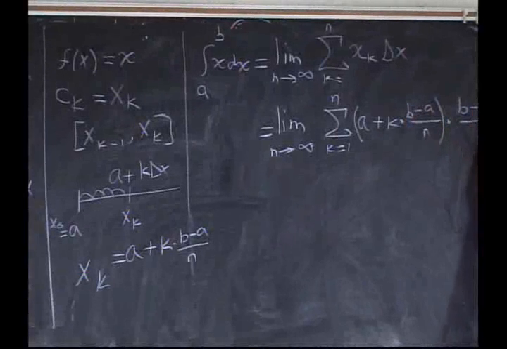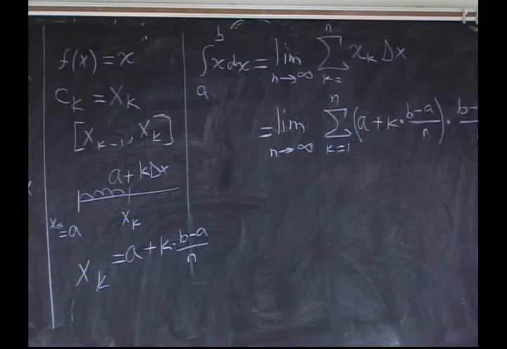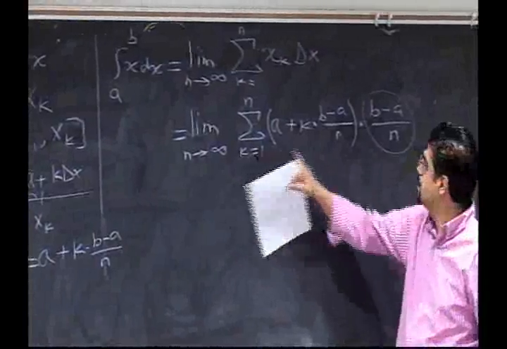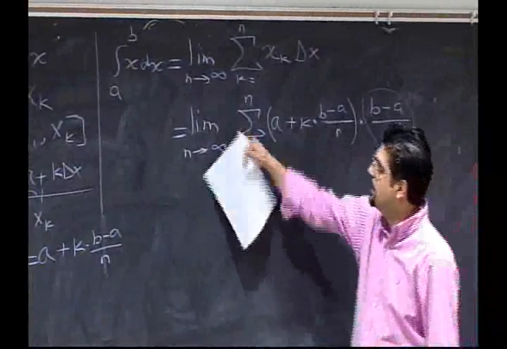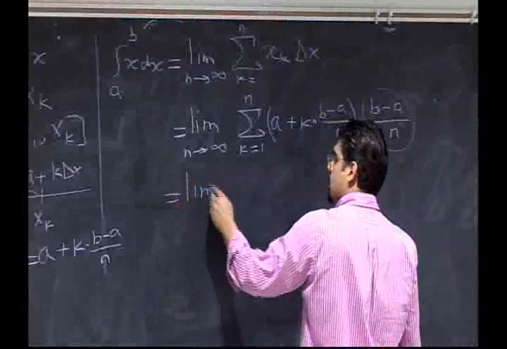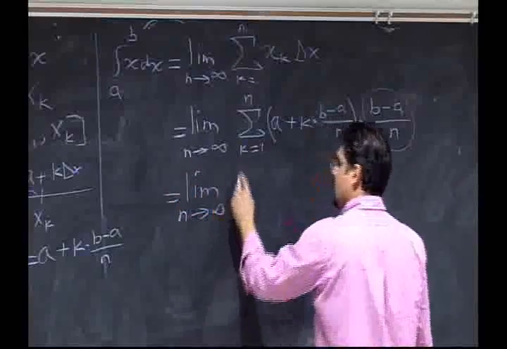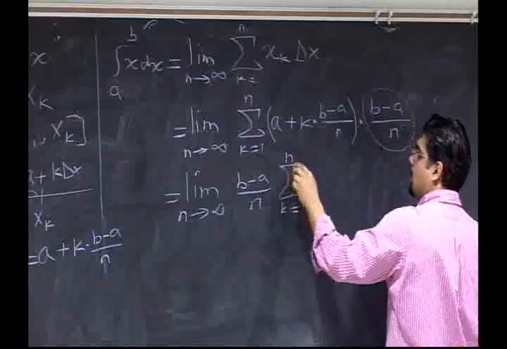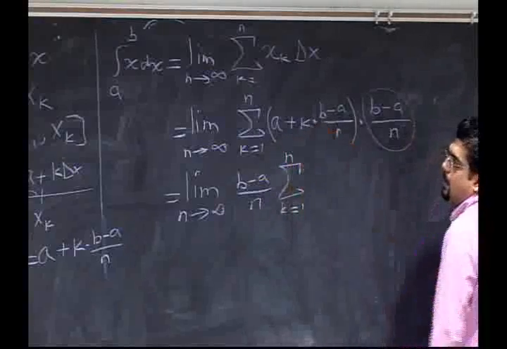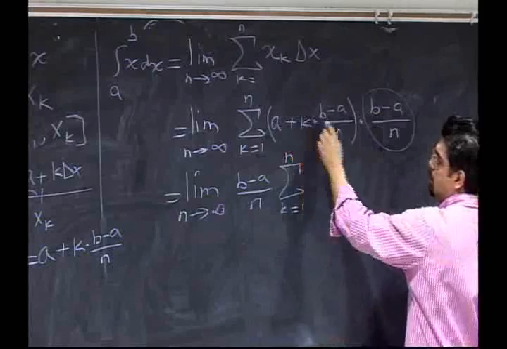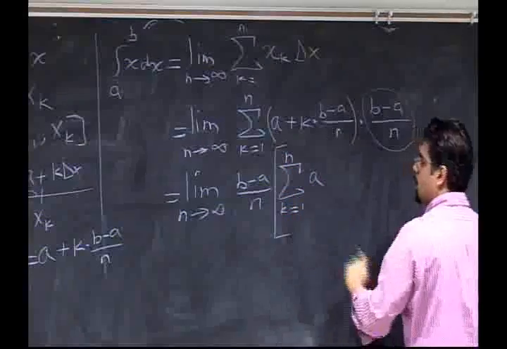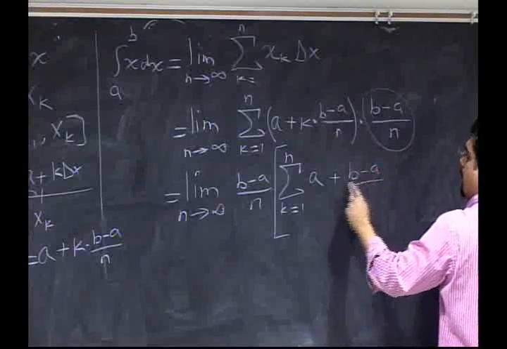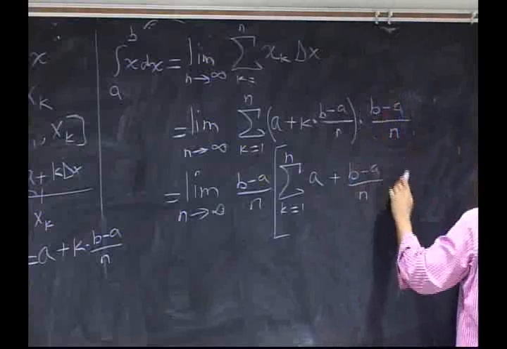So x sub k is a plus k times (b minus a) over n, and delta x is (b minus a) over n. Now, this quantity, as far as the sum is concerned, is fixed. It's constant. It doesn't change with k. So I can factor it out of the sum. And then I'll have the sum, and we can use some of the rules for sums. We can break this up into two sums. Again, as far as the sum is concerned, this is a constant, so we factor that out, and we'll have the sum of k.